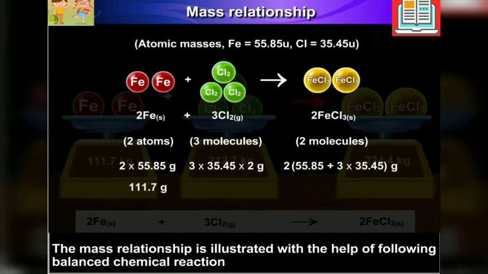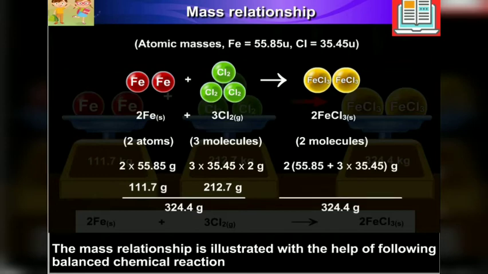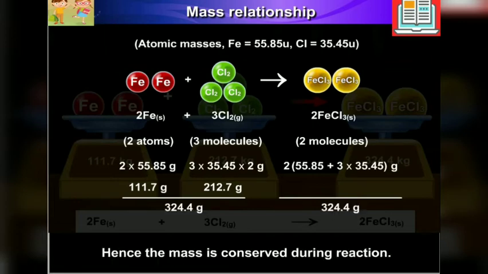111.7 grams of Fe plus 212.7 grams of Cl2 equals 324.4 grams, equals 324.4 grams of FeCl3. Hence, the mass is conserved during the reaction.